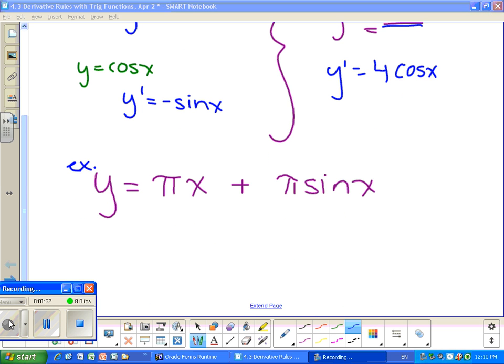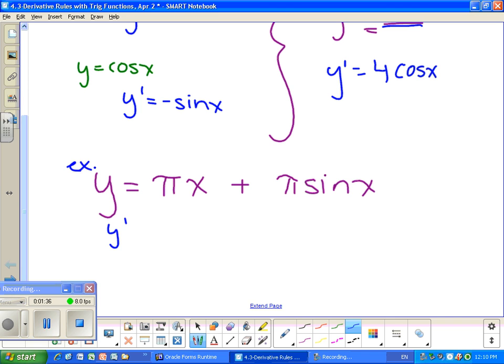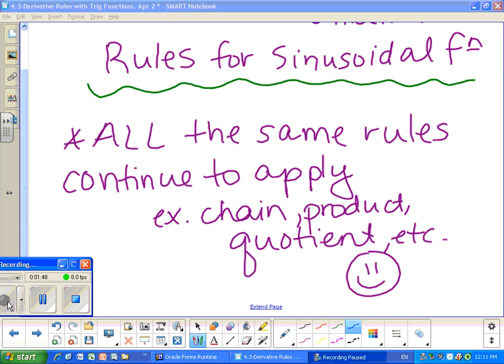Just want to mention this example, that pi is still just a number. So if we wanted to find y prime, what will be the derivative of that first term? Just pi. And the derivative of the next part? Good. So all the same rules are still applying.